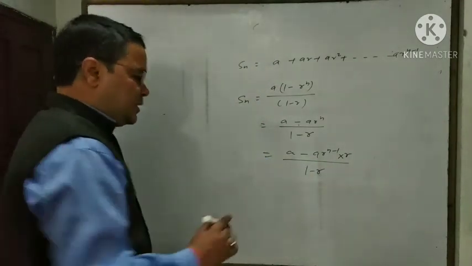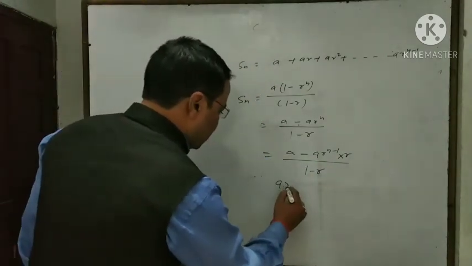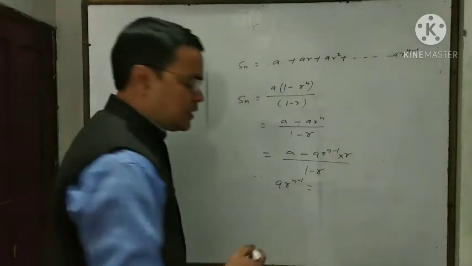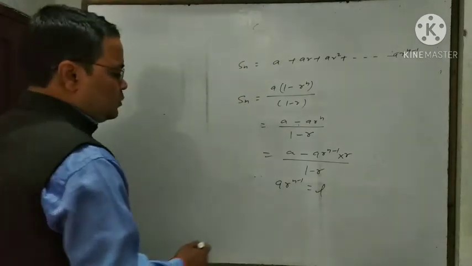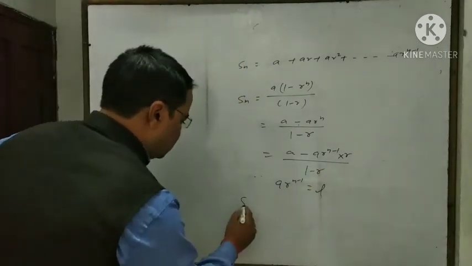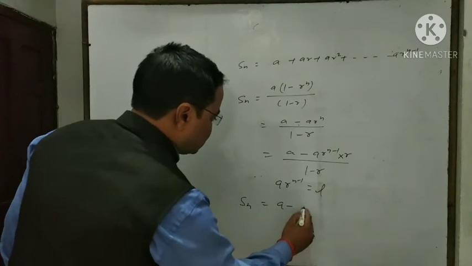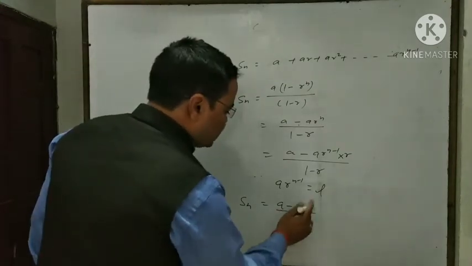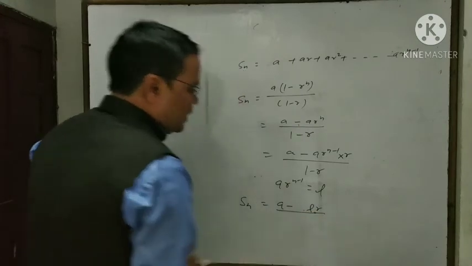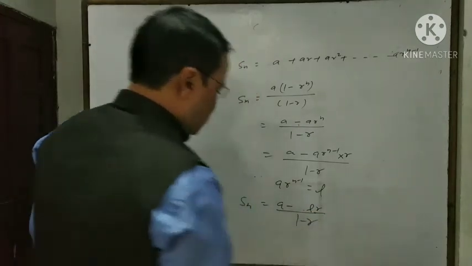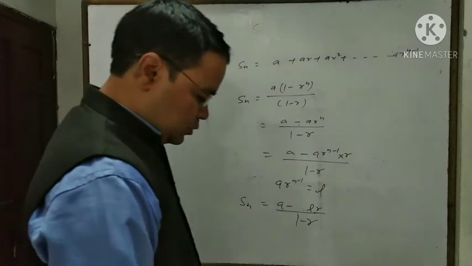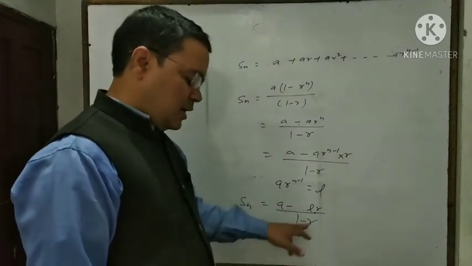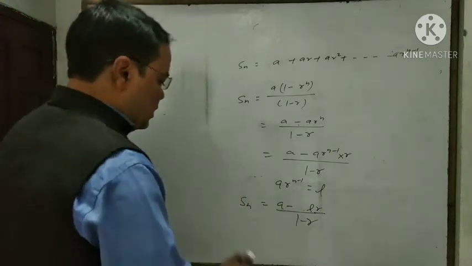And we know that ar to the power n minus 1 is what? This is the formula for the nth term, or simply we can write the last term. So in place of this we can write l. Then Sn is equal to a minus lr upon 1 minus r. So using the last term also, we can find the sum of n terms: a minus lr upon 1 minus r.